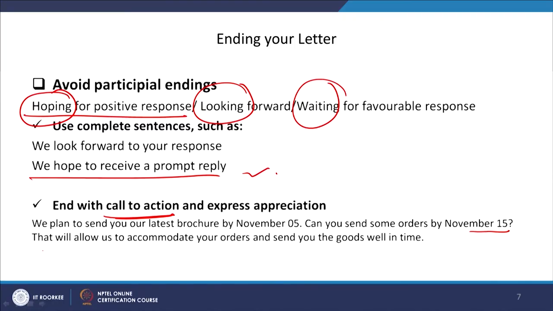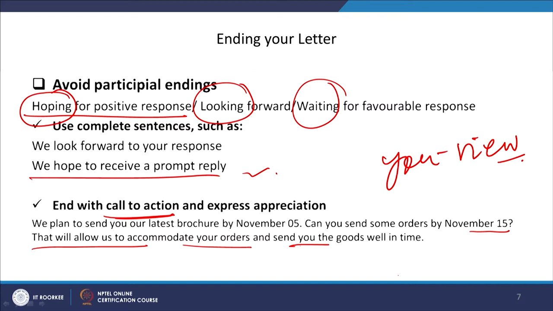What you say is, "That will allow us to accommodate your orders and send you the goods well in time." You remember, in the previous lectures we talked about the you-view. Because you are trying to retain or continue relationships, this you-view has to be maintained, and it can be maintained by using "you" at times twice or thrice. So, when you end your letter, you have a sort of satisfaction that some action has been taken. You are under the impression that you are going to get orders, make your request materialize, or get a favorable response. That is why ending the letter is very important.